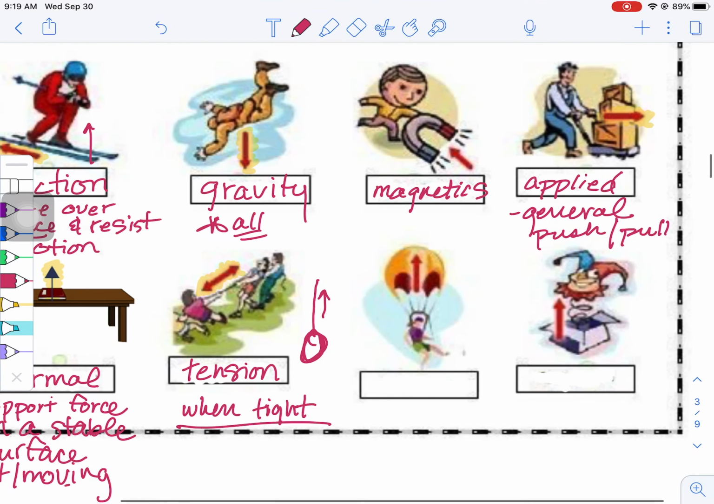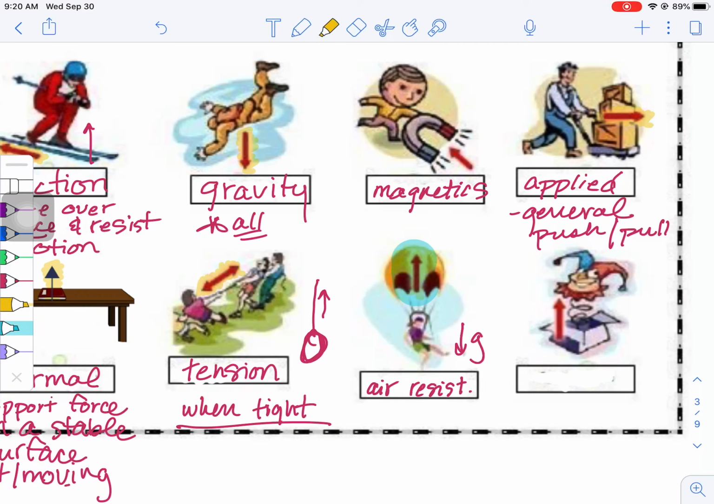Here we see another upward force. This is in the parachute right here, right? That object is falling, so we know gravity is the downward force. The upward force is that air resistance. Right? Air resistance are those air molecules, kind of like friction, slowing down that falling object.